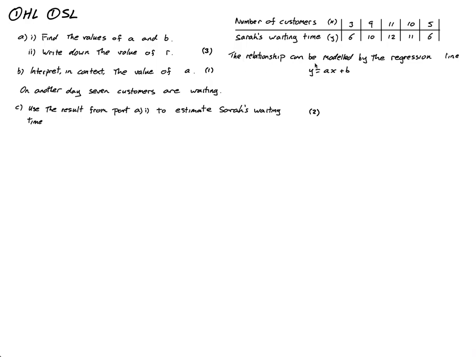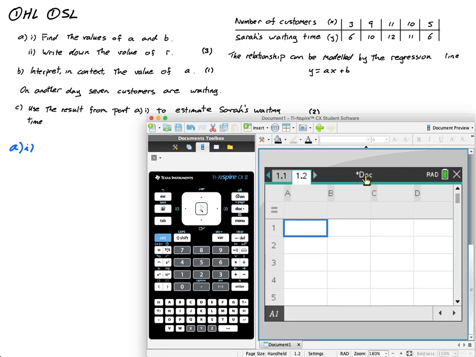Anyway, the relationship can be modeled by the regression line y equals ax plus b. Question A, I: find the values of a and b. And for II, write down the value of r, the Pearson's product moment correlation coefficient. Okay, let's do both of those. They are 2 nice, easy questions. Okay, take out our calculator.